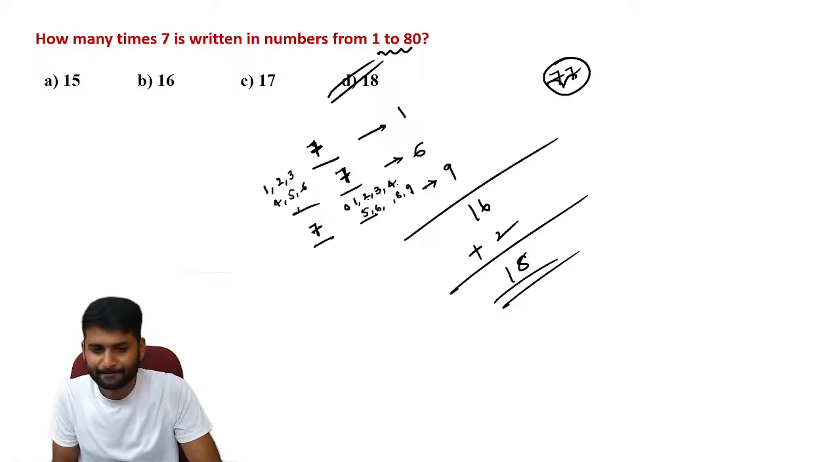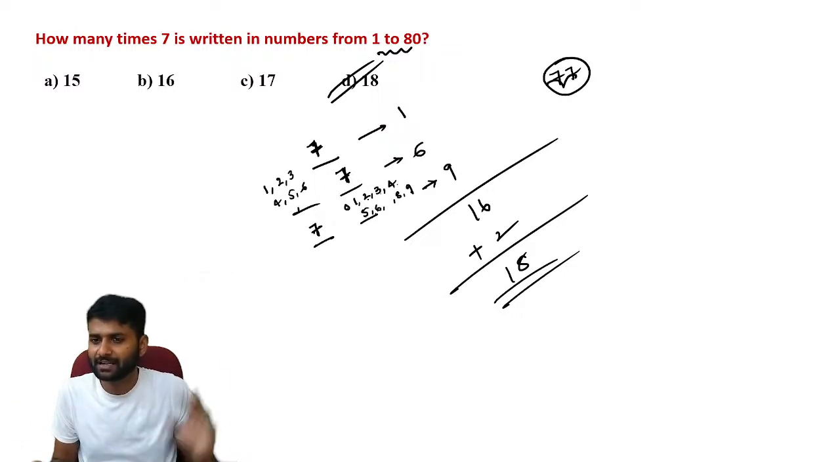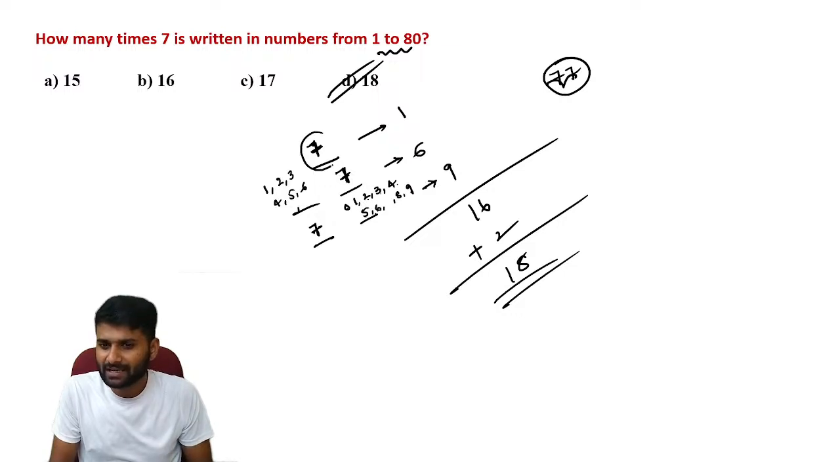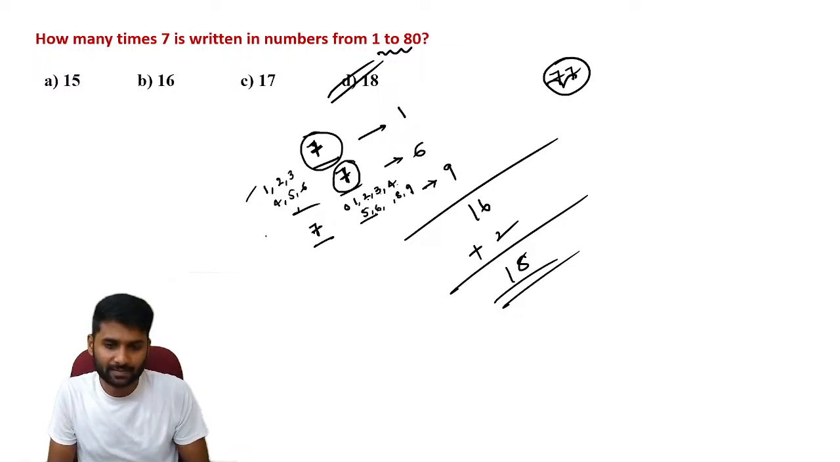Is it clear guys? See, we have to identify how many times 7 is written from 1 to 80. So in a single digit, you can take one time. If you fix the units place value as 7, then you can write 6 different numbers in the tens place. Let's fix 7 in the tens place. You can take 9 different numbers in the units place.